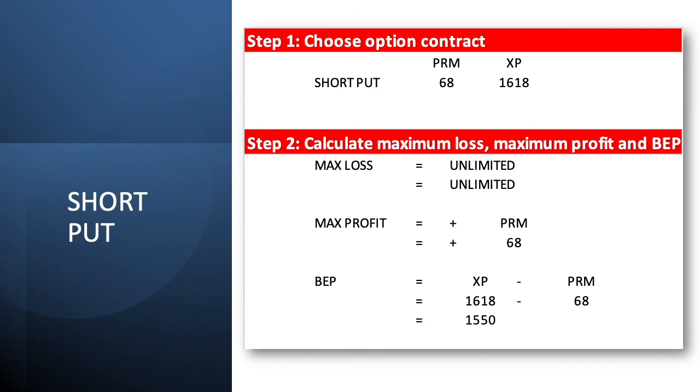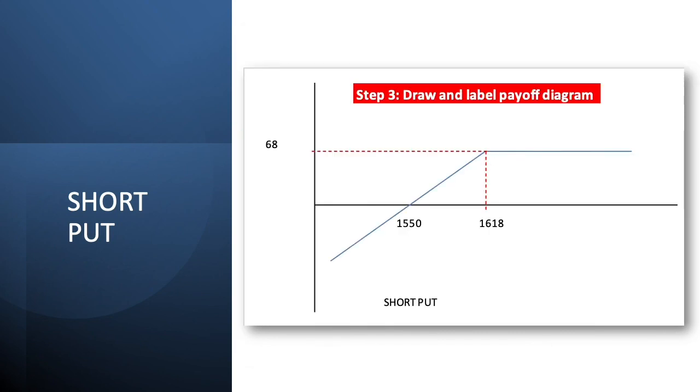And break-even price is exercise price minus premium. So exercise price 1618 minus 68, which is the premium. So you get 1550. Then you can draw your payoff diagram. 1550 is the break-even price, where the payoff line cuts the market price line. 1618 is the exercise price for the put option contract. You label it at the point where the payoff line changes direction. So you get the diagram for short put strategy.